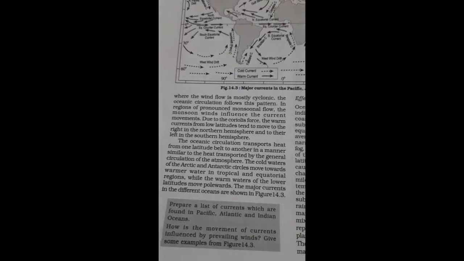The cold waters of the Arctic and Antarctic circles move towards warmer waters in the tropical and equatorial regions, while the warm waters of the lower latitudes move polewards. है ना, तो समझ में आया. जो वार्म वाटर है इक्वेटर का और लोअर लैटिट्यूड्स का वो तो पोल की तरफ मूव करता है और पोल का जो कोल्ड वाटर है वो इक्वेटर की तरफ मूव करता है. The major currents in the different oceans are shown in Figure 14.3.